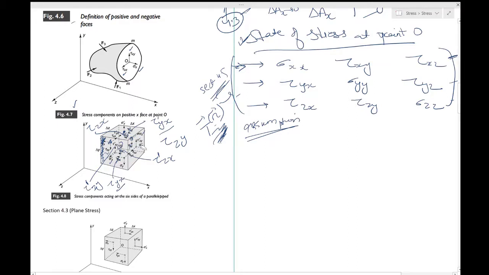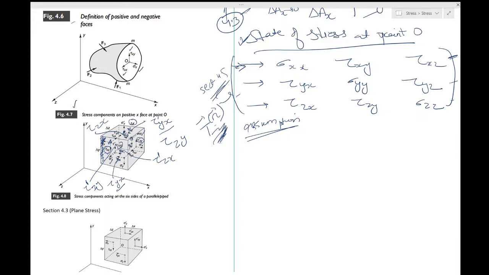Let me just remove. Okay, this one. Okay, this is tau dash xy. This is tau xy. So tau dash xy will be uniform on the positive x face. Tau xy is uniform on the negative x face, and tau dash xy is uniform on the positive x face. But they have different values because they are separated by this delta x distance, so they will have some change over this distance.